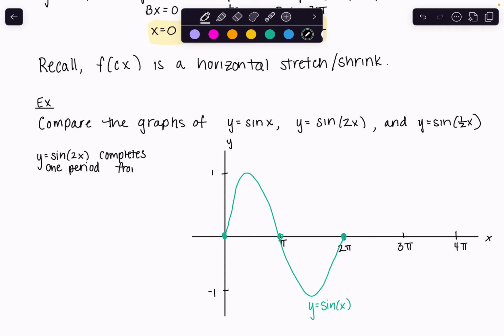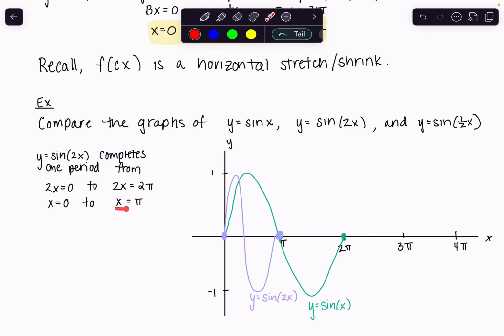From when the inside equals 0 to when the inside equals 2 pi. So solving for x, you divide by 2. So it completes one full revolution from 0 to pi. So from 0 to pi, I go through a full sine wave. So my graph got smushed in this direction, okay? So this one is my graph of y equals sine of 2x.